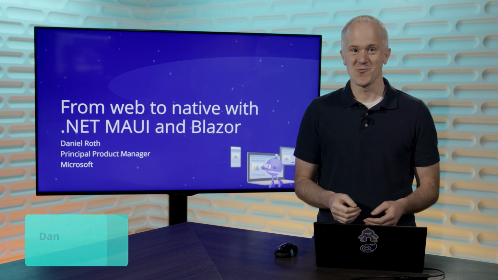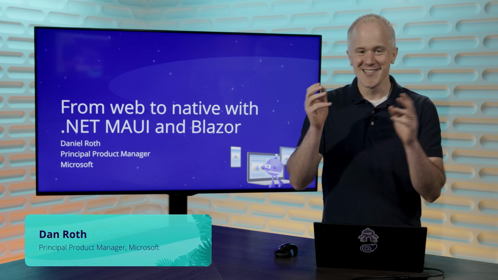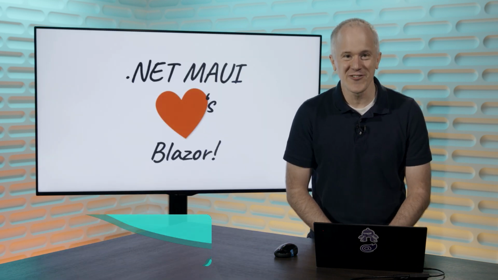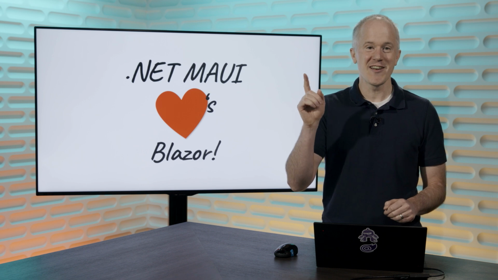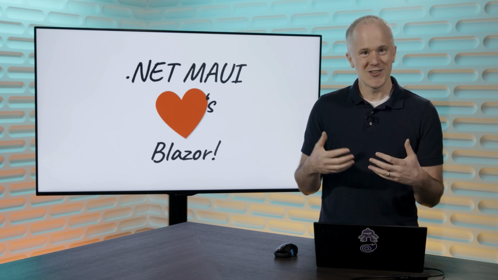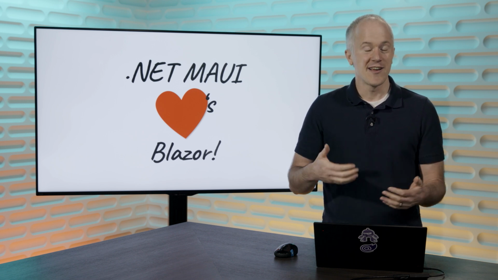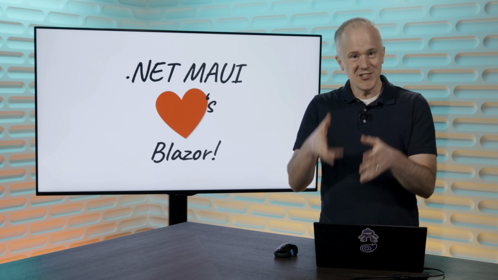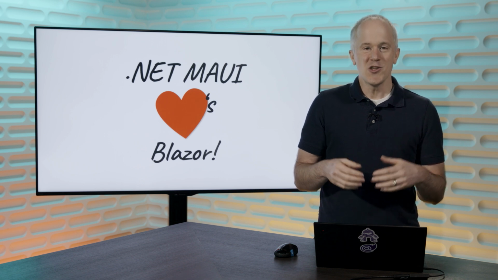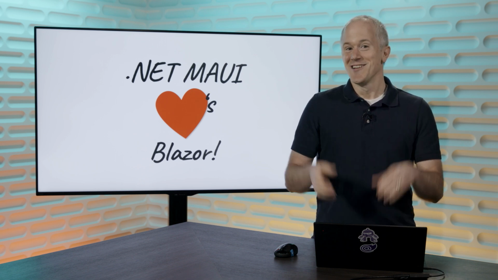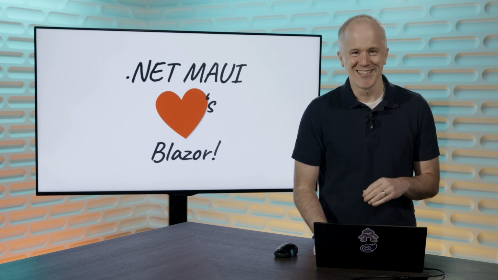And in this session, we're gonna go from web to native with .NET MAUI and Blazor. Now, .NET MAUI isn't just for native client developers. If you're a .NET web developer, you can use .NET MAUI and Blazor together to build native client apps too. Blazor is integrated into .NET MAUI so that you can get the best of both a native client app and the web. .NET MAUI loves Blazor.